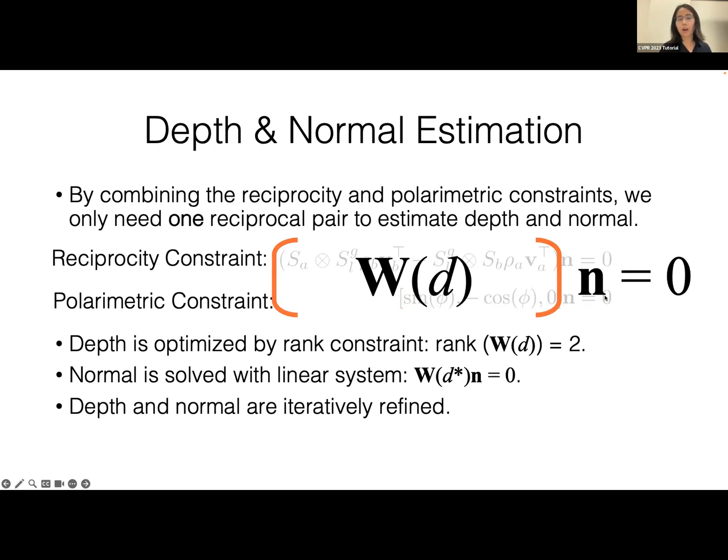So how we solve this problem, because we have 2 unknowns here? We have depth d and a normal. Of course, normal is a 3-component vector. So how we do this is we first solve the depths. We first optimize the depths using the rank constraint, which is saying that the rank of this coefficient matrix should be 2. Then we plug in the depths for normal estimation. And then we do this with several iterations for refining both depths and normal. And normally this will converge after 4 or 5 iterations.